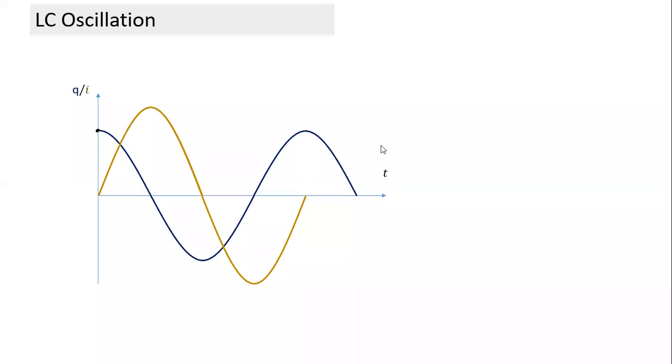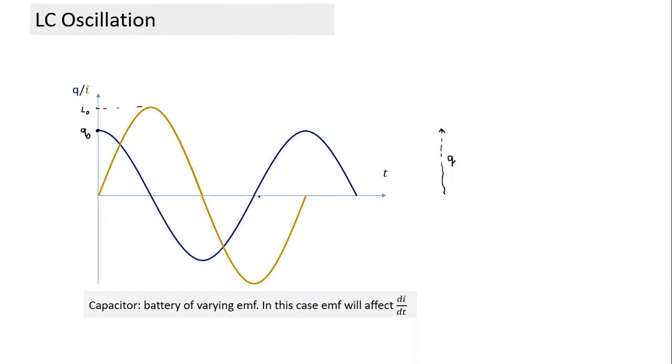For the phasor for Q, this is at the maximum value. First of all, if this value is Q naught and this value is I naught, if I have to draw a phasor for Q naught, I will draw a phasor of length equal to Q naught, and initially it is at what angle? The initial phase angle, the phase constant, is 90 degrees. This is my phasor at time t equal to 0.